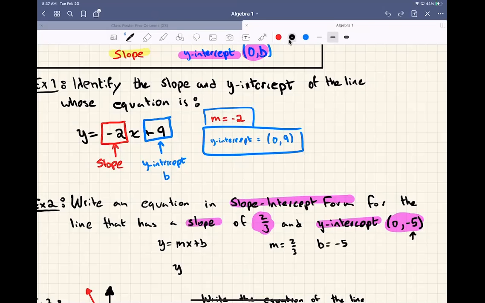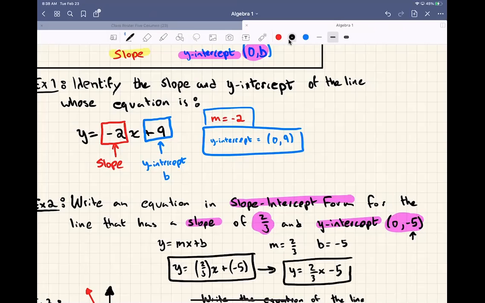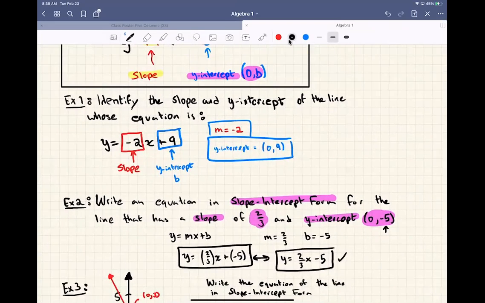We're gonna write y equals 2/3, and put parentheses wherever our variable is, x, plus negative 5. Technically this is correct, but we don't like writing plus negative 5. So we're gonna rewrite this as y equals 2/3x minus 5. Both of these are correct. And we're done with that. Now just take a moment, let it sit, and we'll go on to our final example for this section.